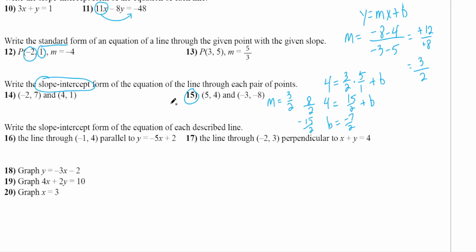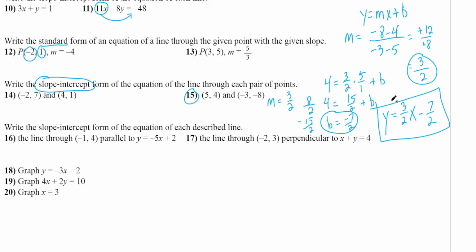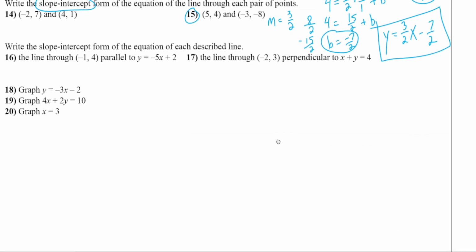So what's my final answer then? Well, there's my y-intercept, and there's my slope. Now I just got to put it all together, which isn't that hard. What is it? y equals m, which is 3 over 2, x, and what's my b? -7 over 2. That is the answer. Okay? All right, let's keep going. You can go back and look at it.